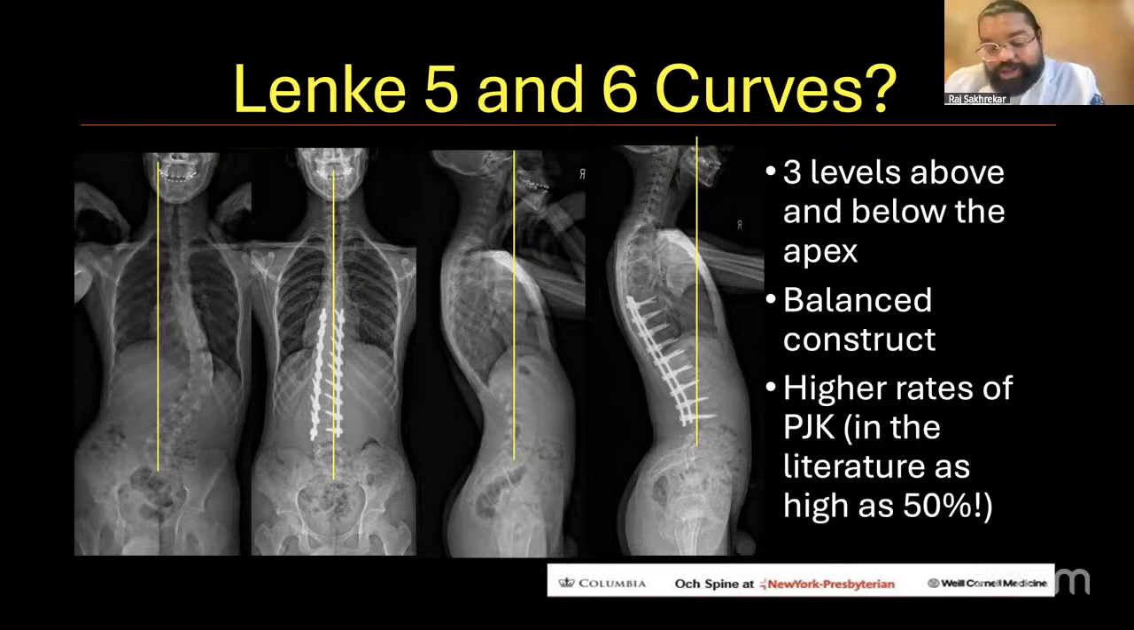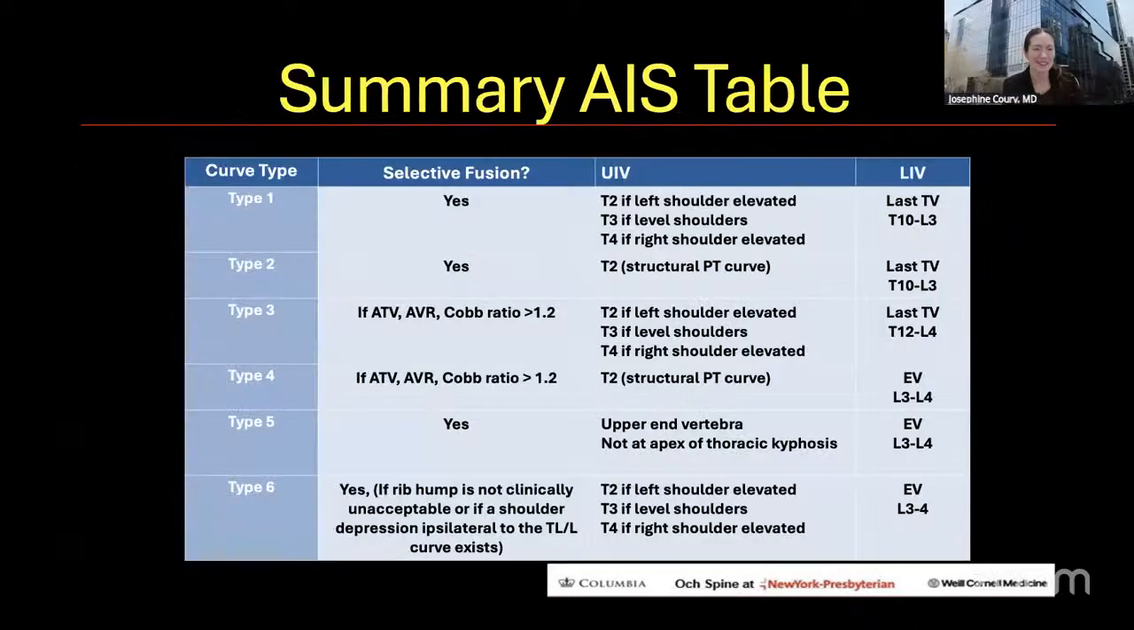Well, that's a very interesting thought, Josie. We can move ahead. All right. This was just a summary table of how to select if a selective thoracic fusion is appropriate, and then how to decide on your UIV and how to decide on your LIV for these cases too.